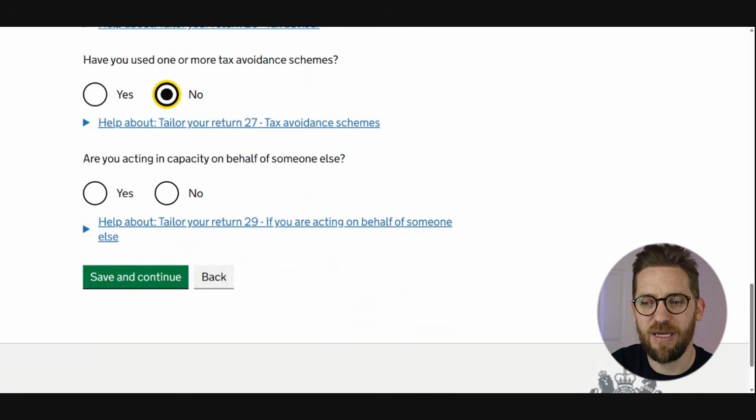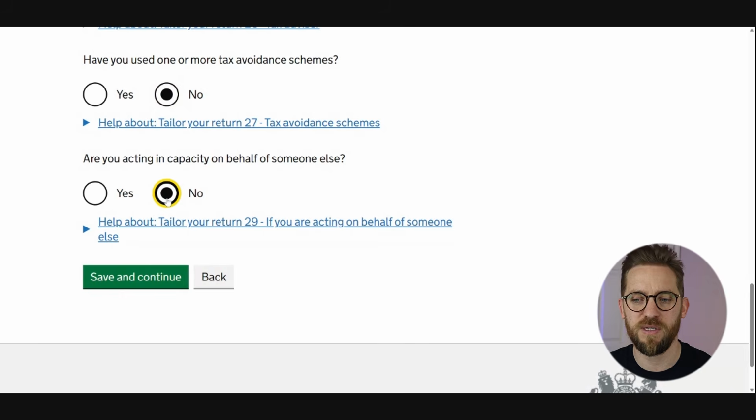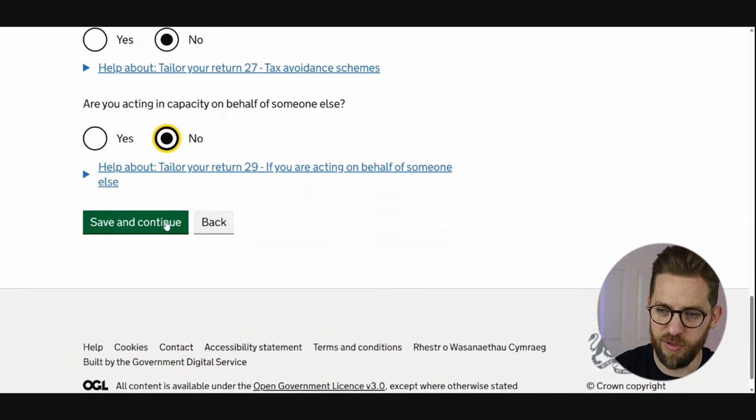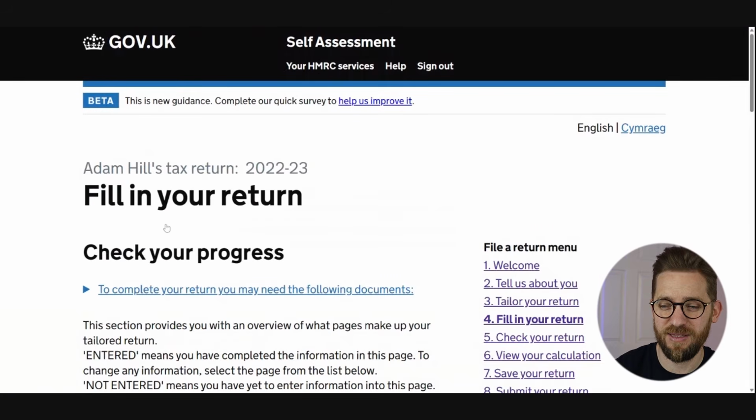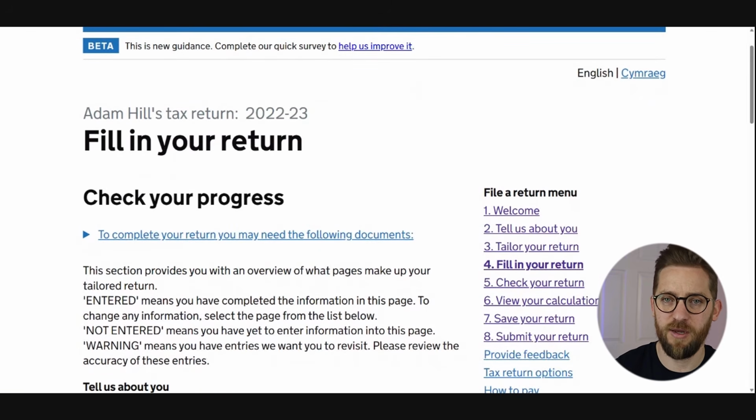Are you acting in capacity on behalf of someone else? You're most likely completing your own return, but if you are completing on behalf of someone else, you can let them know that at the bottom here. And then, if I save and continue, that is our return tailored. It's set up for our personal circumstances.